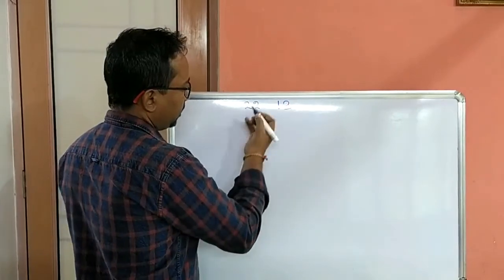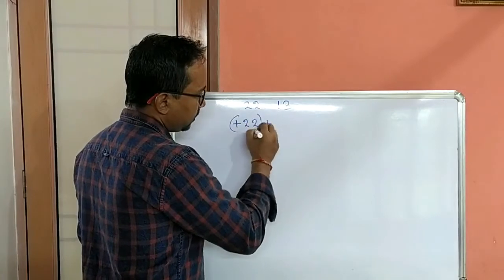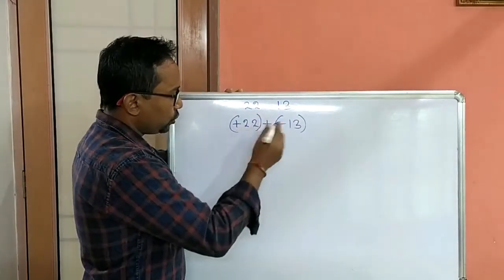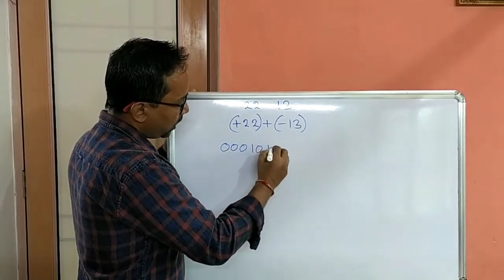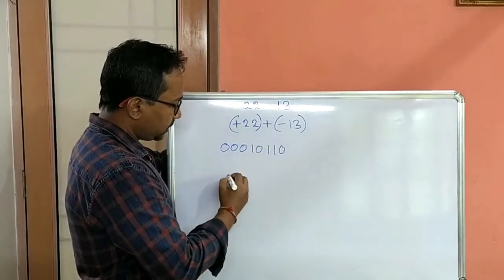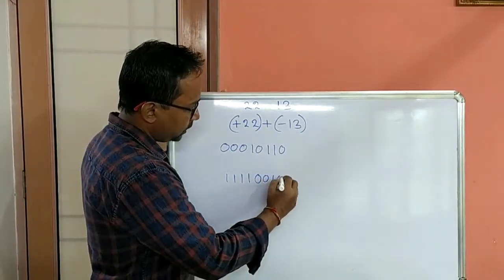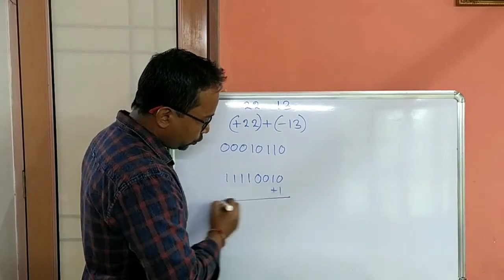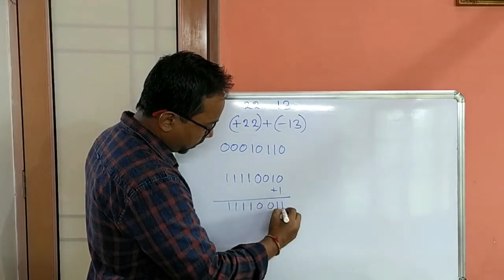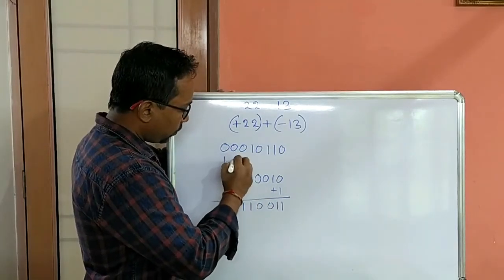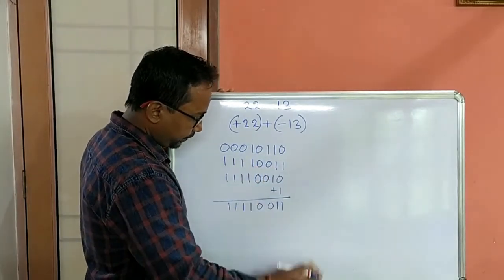22 minus 13. So this will be interpreted as plus 22 plus minus 13. The binary equivalent of 22, we know, is 0, 0, 0, 1, 0, 1, 1, 0. And the 1's complement of minus 13 is 1, 1, 1, 1, 0, 0, 1, 0. Then plus 1 for the 2's complement, which gives 1, 1, 1, 1, 0, 0, 1, 1. Now this we have to add here.